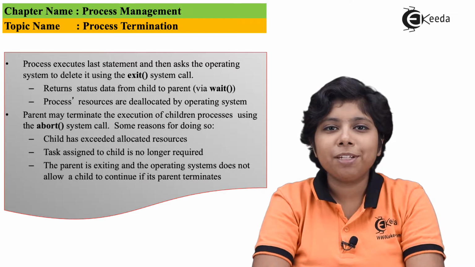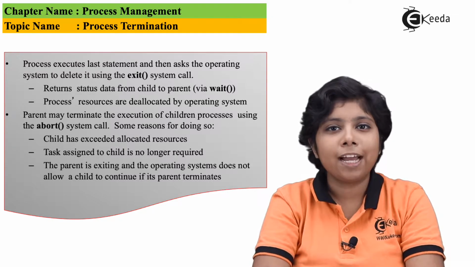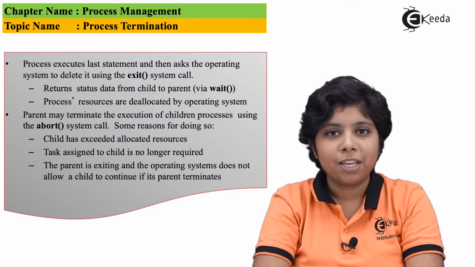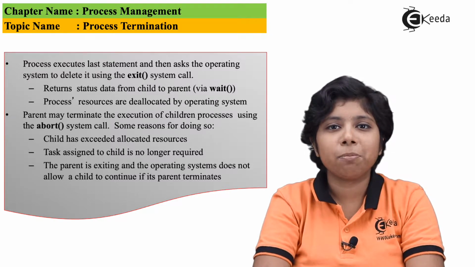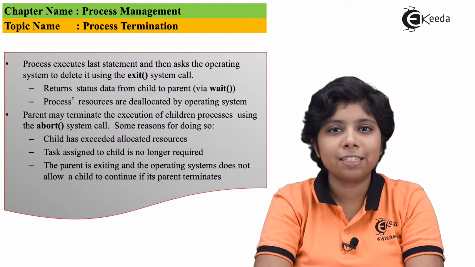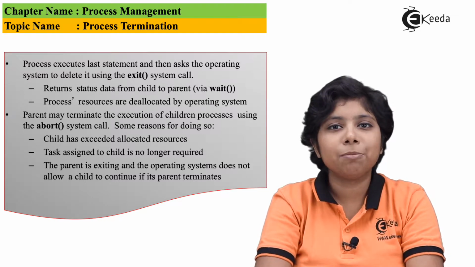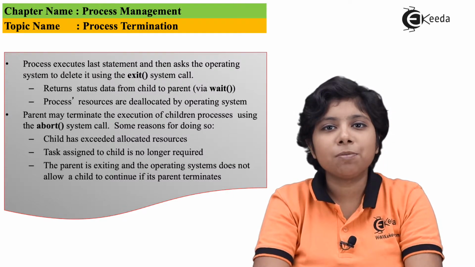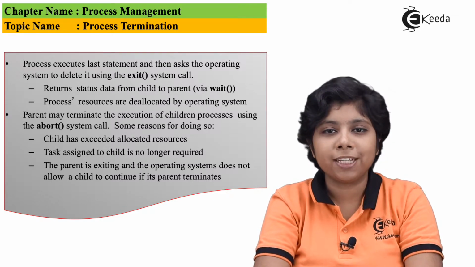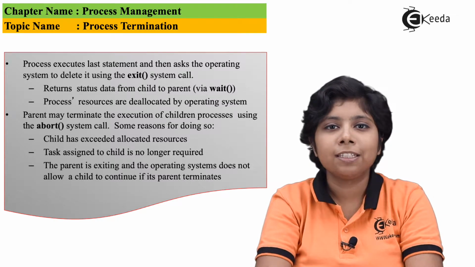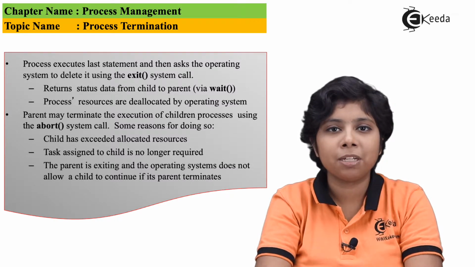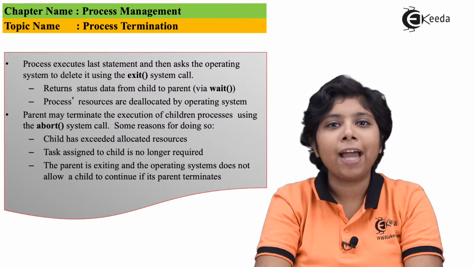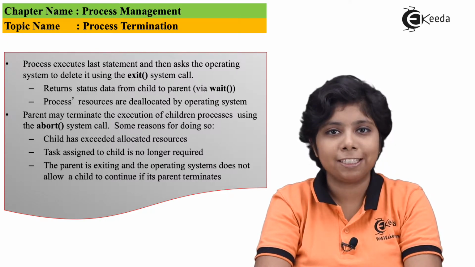A process terminates when it finishes its last execution call and deallocates all the resources. The termination can be done with the help of an exit system call, or the process can be terminated by the operating system too. When the exit system call is executed by a process, then all the resources, the list of open files, the memory, and the child process's information are deallocated and deleted by the operating system.